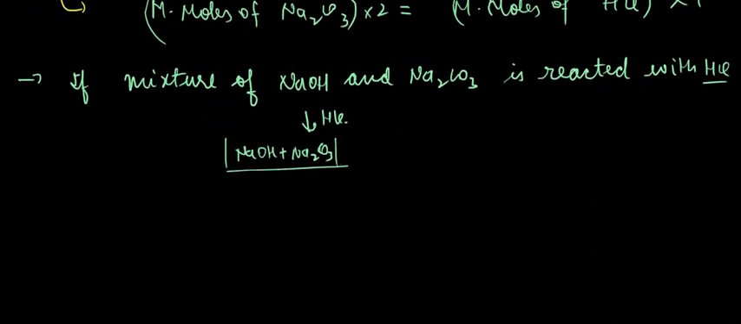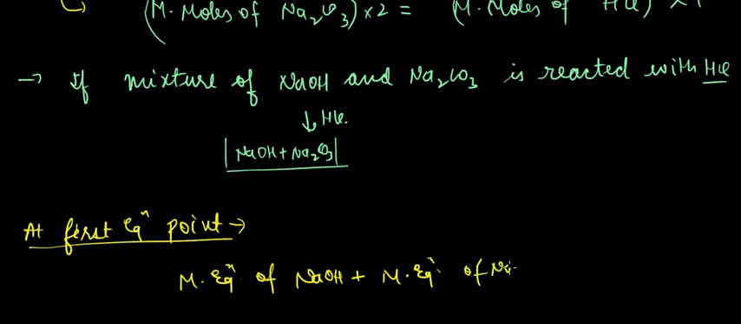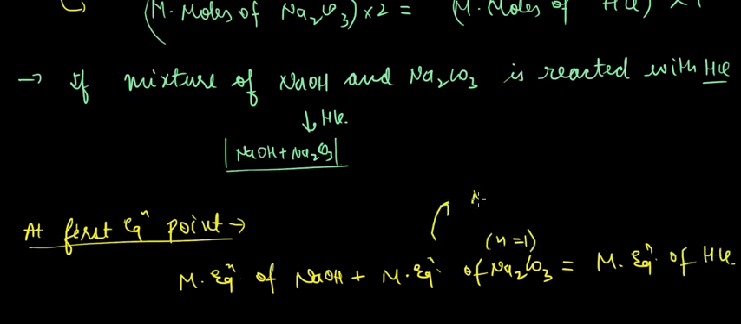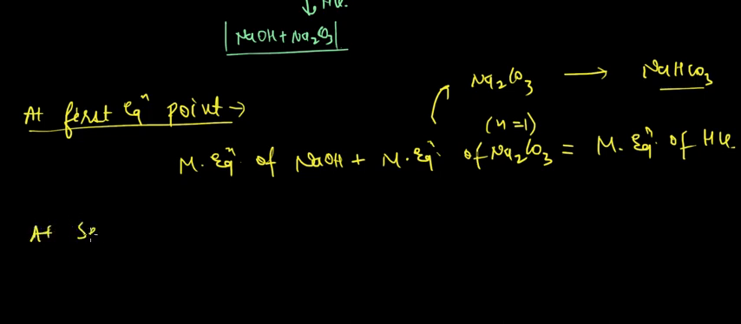At the first equivalent point, what will happen is we would get milli equivalent of NaOH plus milli equivalent of Na2CO3 equal to milli equivalent of HCl. Obviously here the n factor would be used as 1 because Na2CO3 would be getting itself converted into NaHCO3. Okay, and at the second equivalent point what will happen?